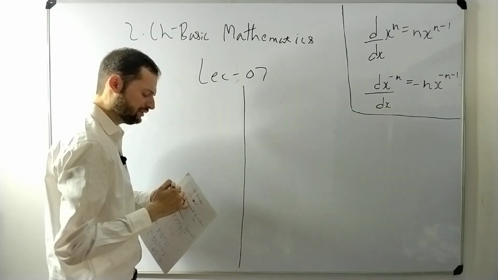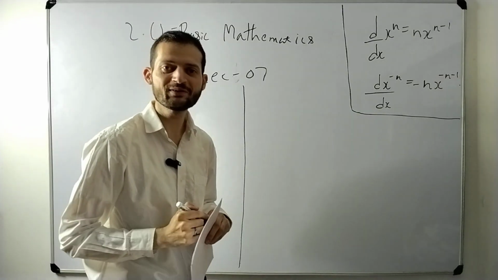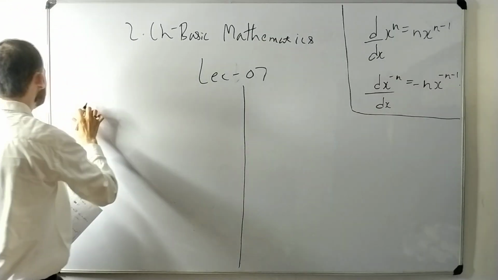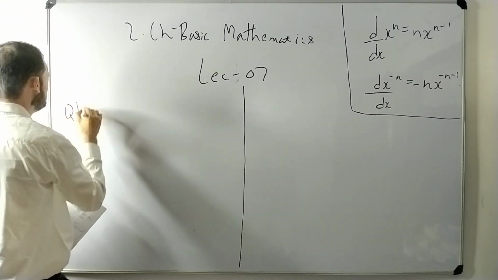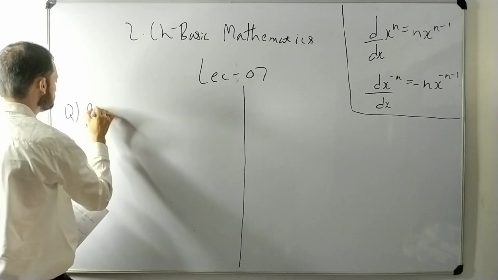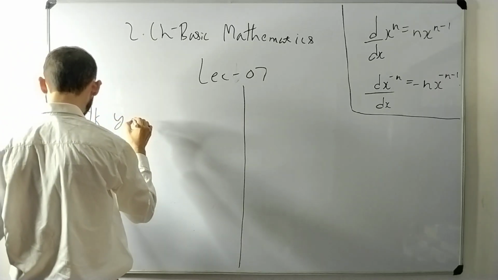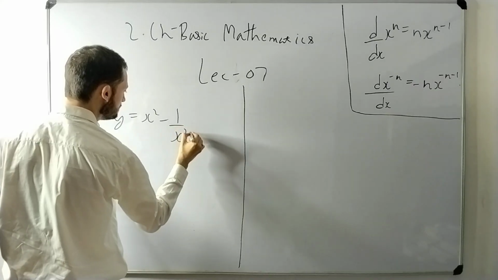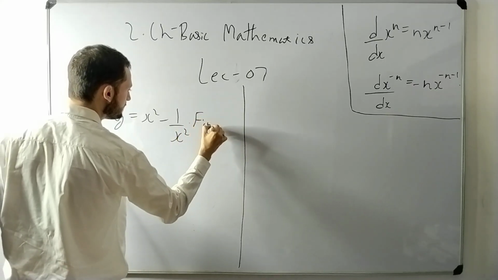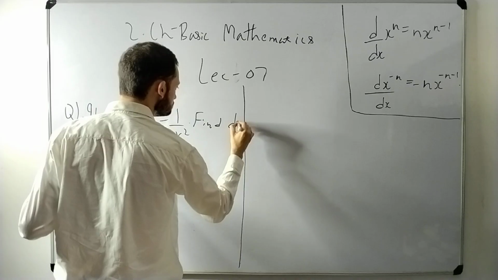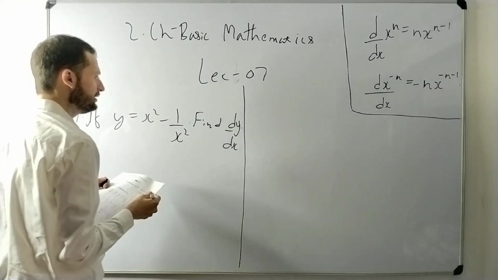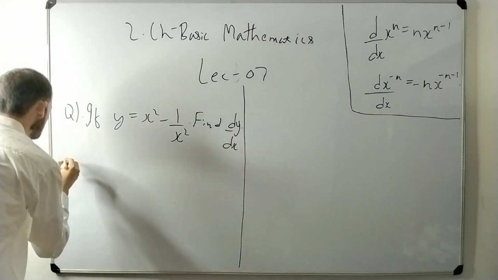So in this lecture, students, we will discuss numericals of differentiation. Okay, so let's start. Question: if y is x square minus 1 by x square, find dy by dx. Okay students, find dy by dx. Solution.